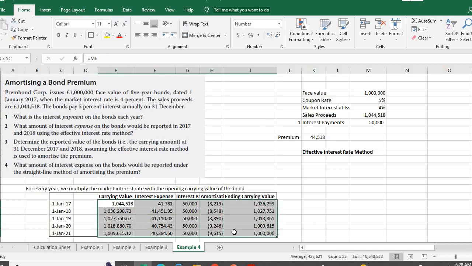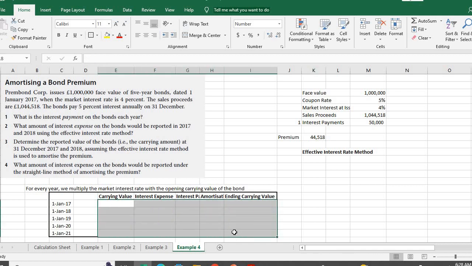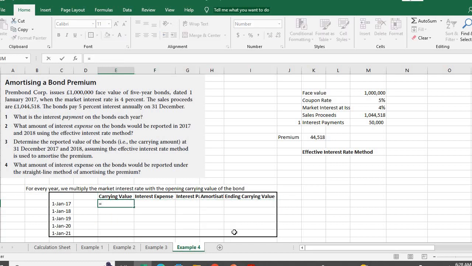So let's just go through this. So initially the carrying value will be the sales proceeds that we have received from the issuance of this bond, which is 1,044,518. So interest expense will be, how do we calculate interest expense? We calculate interest expense by multiplying our carrying value with the market interest rate at the time of issuance, which is 4% in this case.